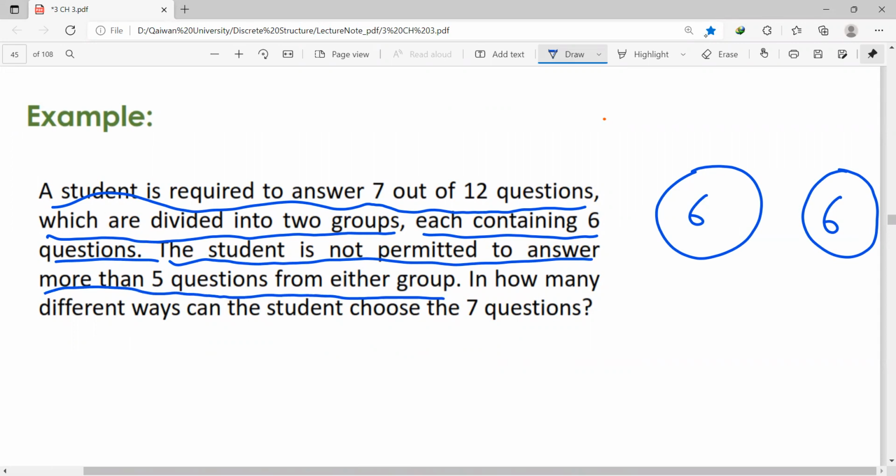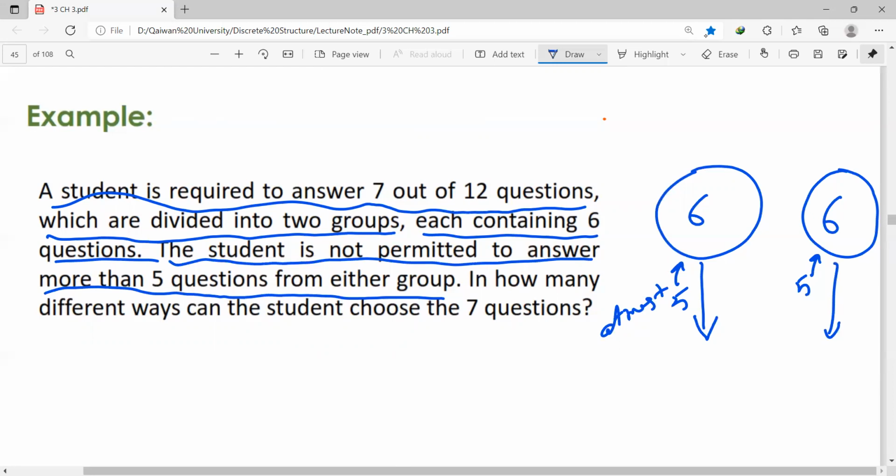That means the student can choose either 1, 2, 3, 4. Sorry. He must choose at most 5 questions from this one, and also at most 5 questions from this one. The student is not permitted to answer more than 5 questions from each of these 2 groups.